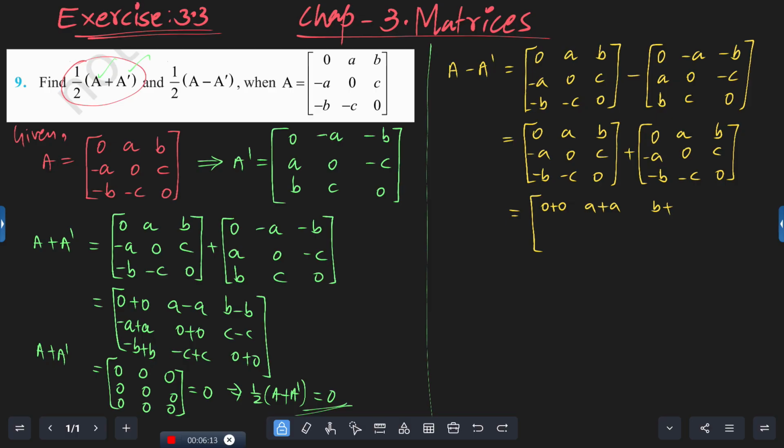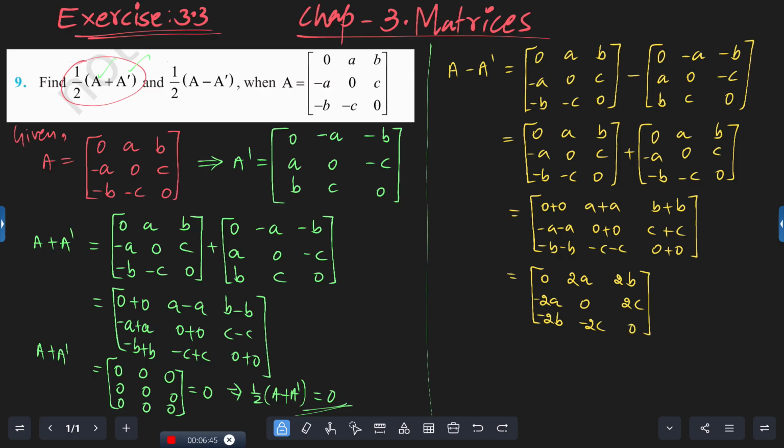Understand? Right, let's go now. What is that? Minus A, 0 plus 0, C plus C. In the same manner, minus B, minus C, 0 plus 0. Okay, if I do now, what am I getting here? 0, 2 times A, 2 times B, minus 2 times A, minus 2 times B, 0, minus 2 times C, plus 2 times C, 0. That's it. You can stop your answer here.